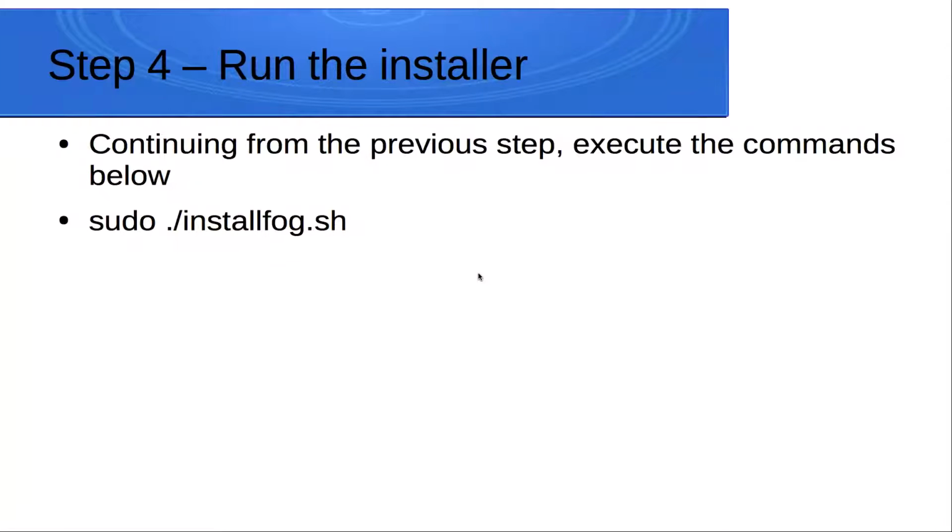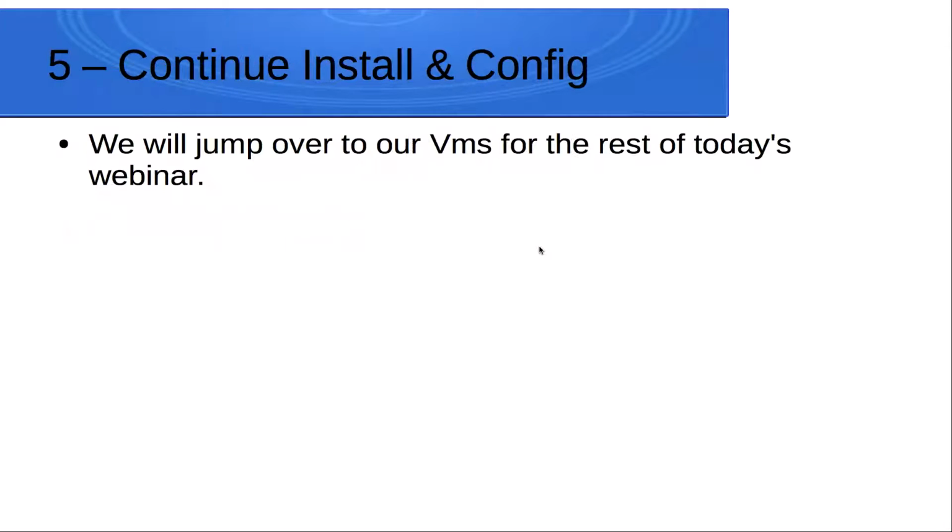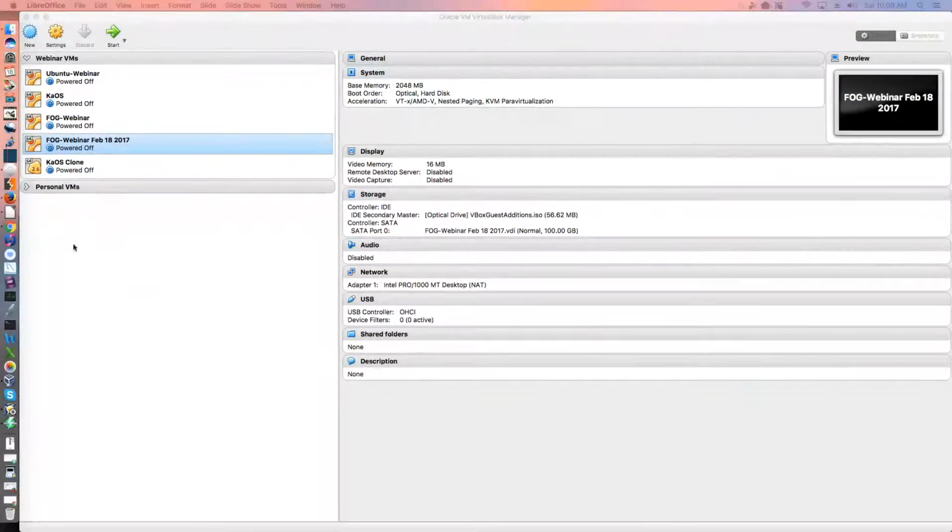Continuing from the previous step, once we've got it extracted, we can launch the installer by doing sudo ./installfog.sh. And then we'll go into some VMs and continue with this.